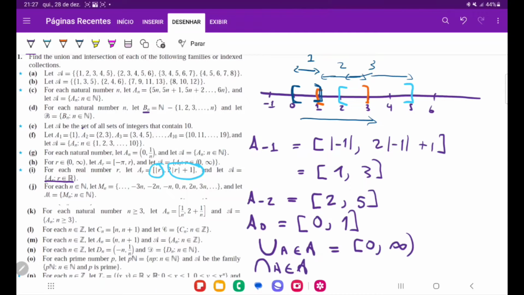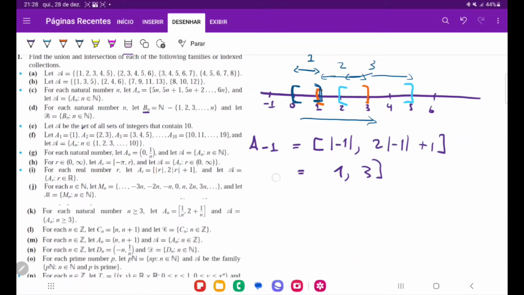And the intersection here, already from the examples that we did, we can see that the intersection is empty, right? Like, if you look at this interval here that begins at 2 and ends at 5, it has nothing in common with this interval that begins at 0 and ends at 1. So they don't all intersect at any value, right? So it's just going to be the empty set. That's it for item I.